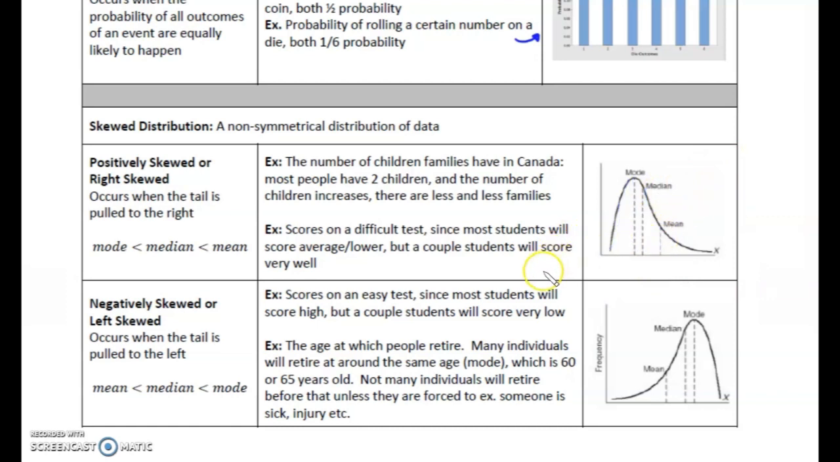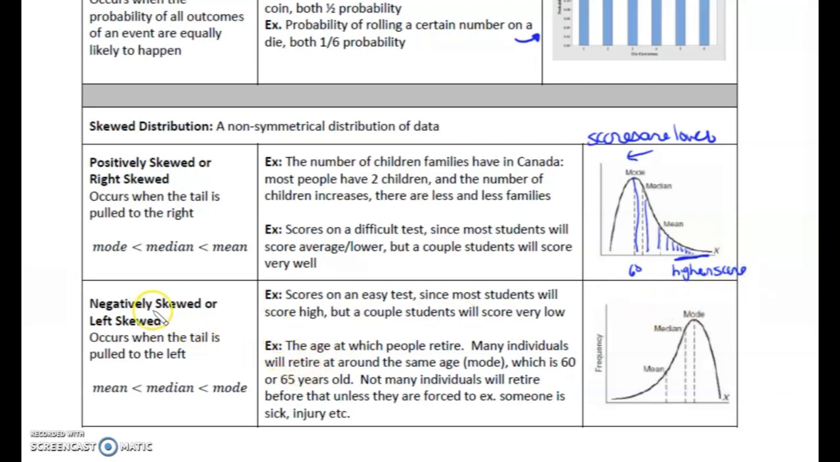Another example of this is scores on a difficult test. The whole hump is going to be to the left because it was a difficult test, which reflects that the scores are lower. Most students will average, let's say, 60 perhaps. Some will average lower than that, but in order to get a high score on this test, very, very few people will have a higher score.